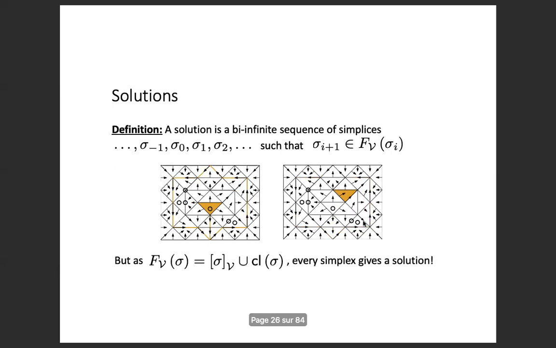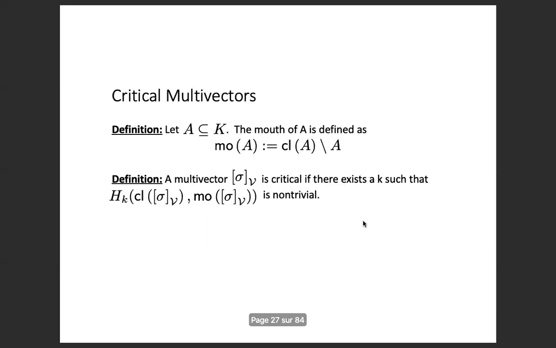Okay, this is a problem that was mentioned in the tutorial: unfortunately, this doesn't match our intuition from differential equations, because every simplex admits a solution, right? Because every simplex is a fixed point, and we don't want this. This doesn't match our intuition. So the way we get around this is using so-called critical multivectors.